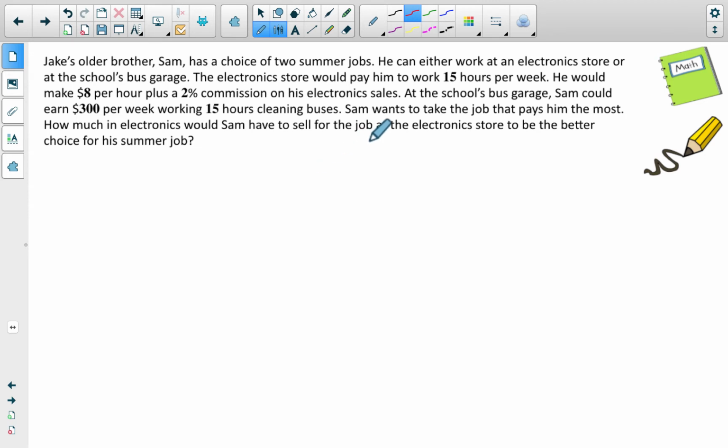Basically, in this situation, Sam is trying to find out which job he should be taking. What he knows is the electronics store pays him to work 15 hours per week. And he is going to make $8 per hour. So we're going to have to calculate how much that is in a second. And then 2% commission.